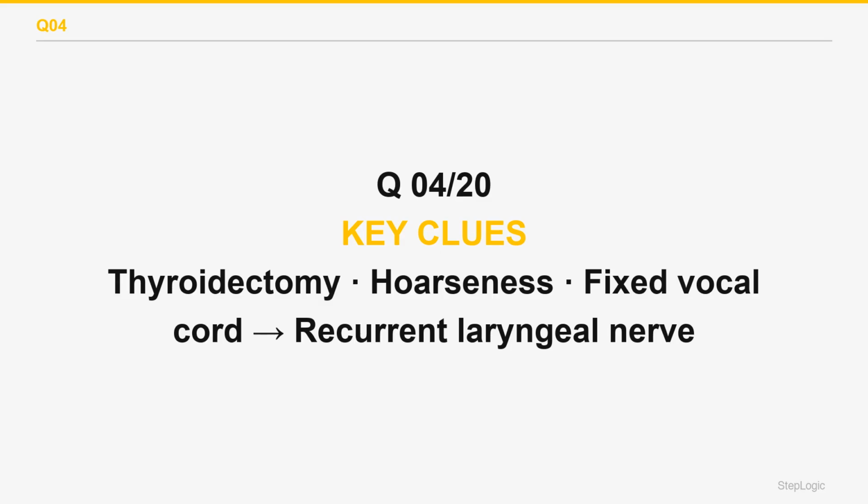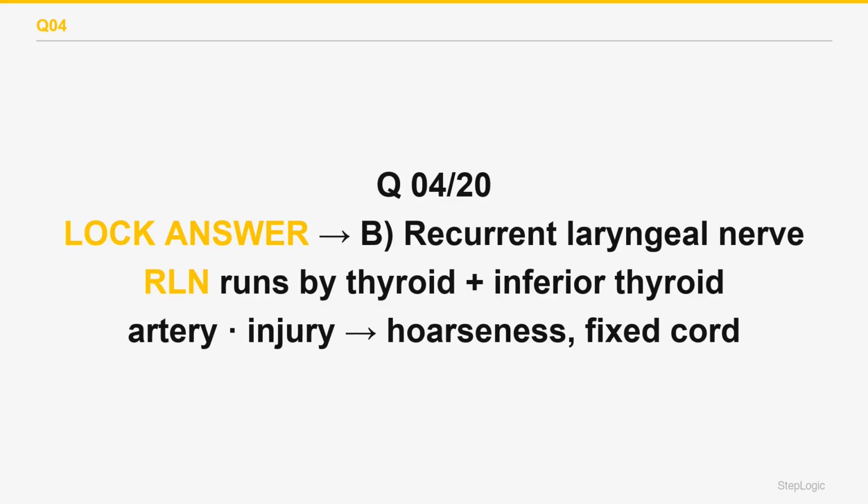during thyroidectomy. Unilateral injury paralyzes the vocal cord on that side, leaving it fixed and producing hoarseness and a weak, breathy voice. Bilateral injury is an airway emergency. Both cords can obstruct the glottis. Choice A, the external branch of the superior laryngeal nerve, innervates the cricothyroid and is injured near the superior thyroid artery. Its damage causes voice fatigue and loss of high pitch, not a fixed cord. The fixed paramedian cord with hoarseness is the recurrent laryngeal nerve.